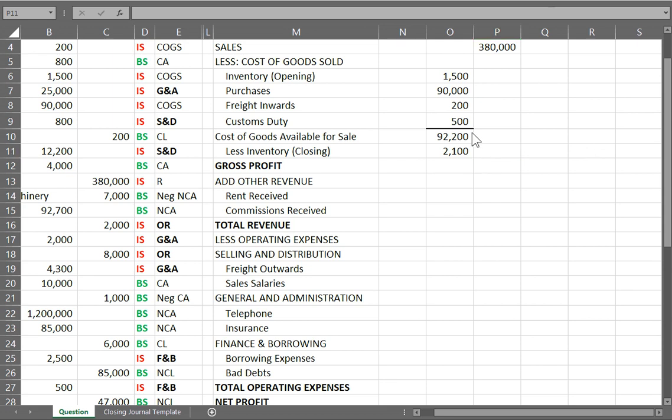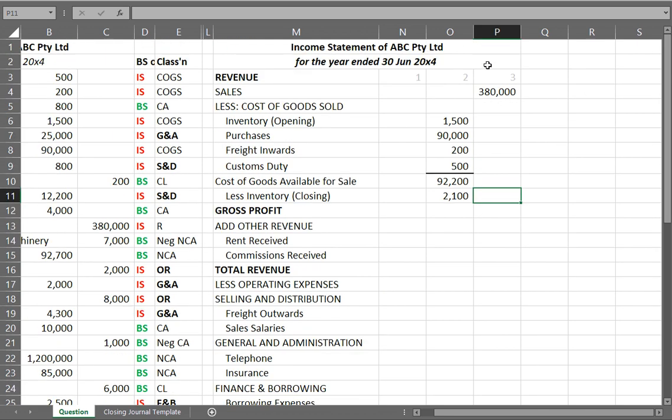We'll have to show cost of goods sold in columns 3. So a person looking only at columns 3 can see sales, cost of goods sold, and gross profit. So how do we do it? Well, it will be $92,200 for cost of goods available for sale minus closing stock.